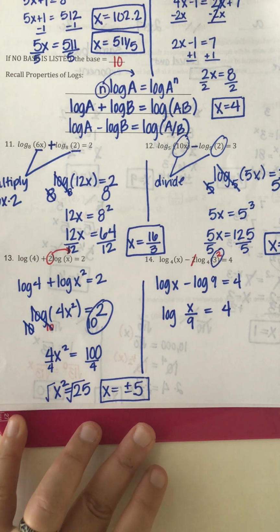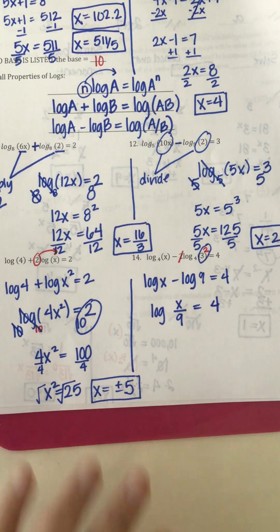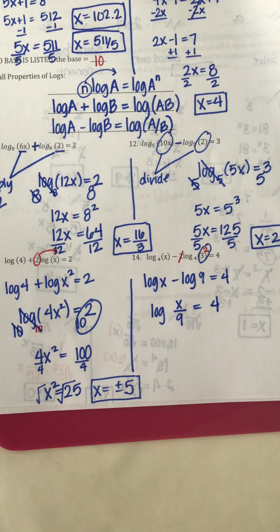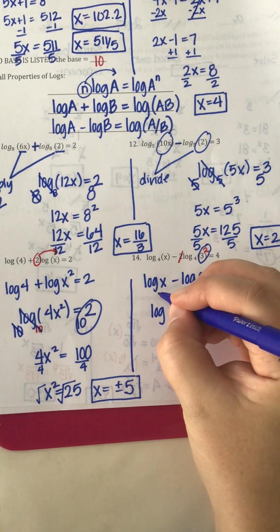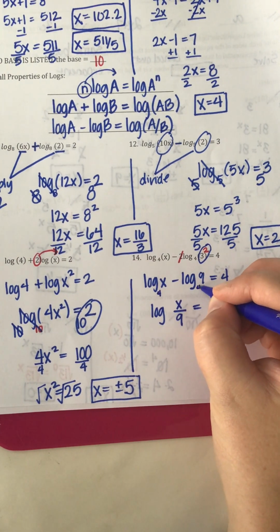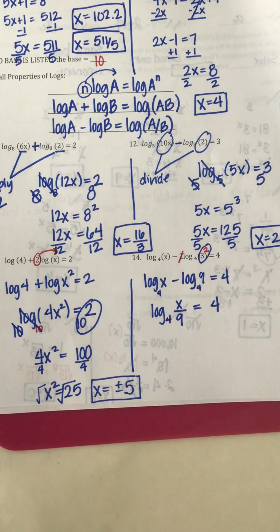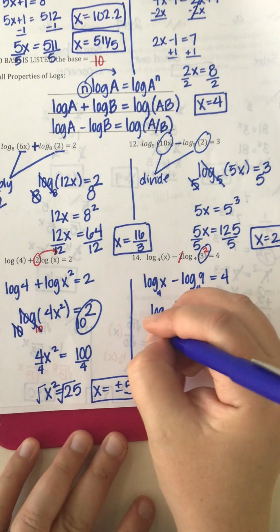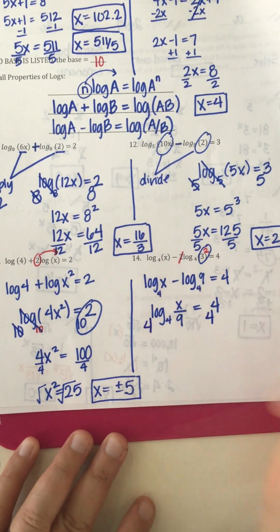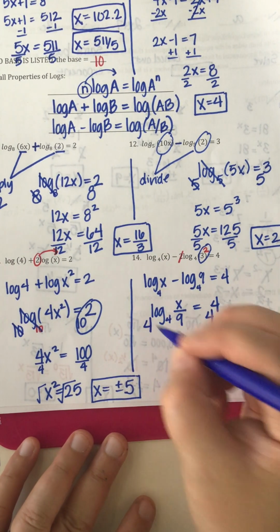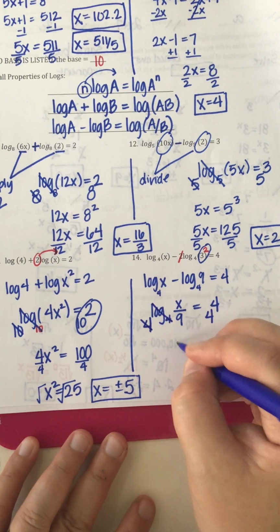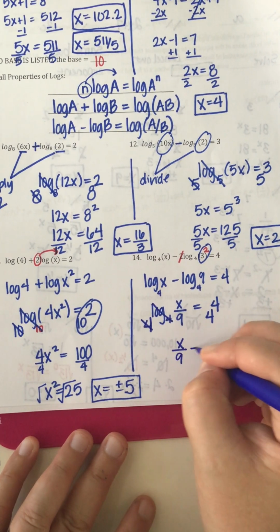Now, I was a little lazy here and I forgot to put my little number. What was my little number in the log all along? It was a 4. So I'm going to put those 4s back here. Because how do I get rid of a log little 4? I have to use a big 4. So then my 4 and my log little 4 cross out. I have x over 9 equals.